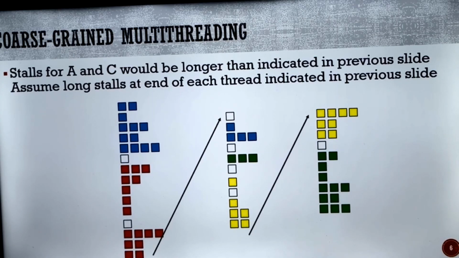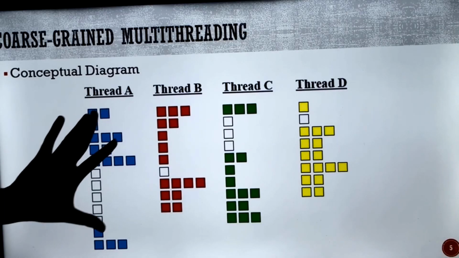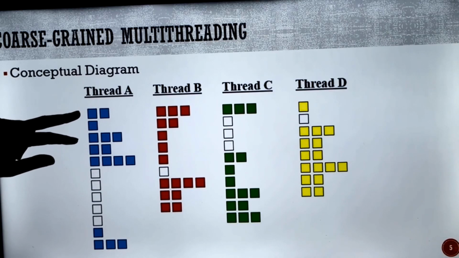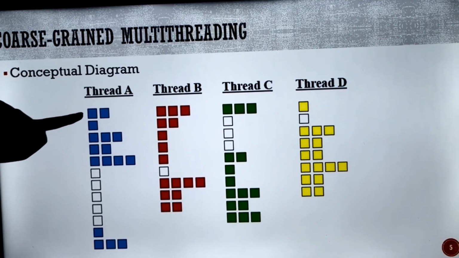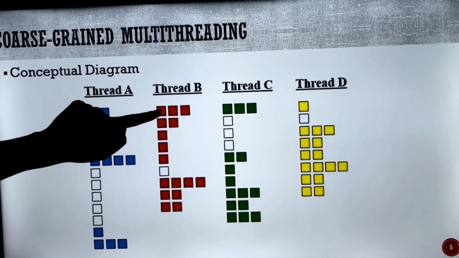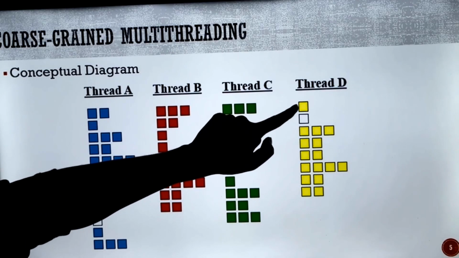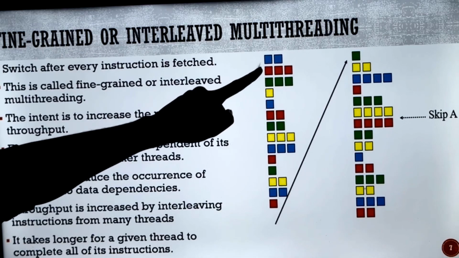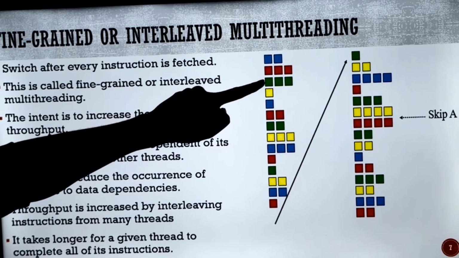You understood that? Now in fine grained, I won't execute one by one like this. Rather, I will give equal opportunity or equal time to all the threads. First, this instruction from thread A will be executed, then this instruction from thread B, then from thread C, then from thread D. See? So I am executing all the different colors: first this, second from B, from C, from D.